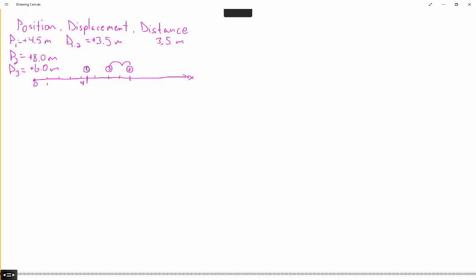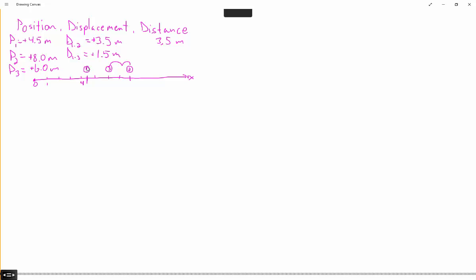Now the displacement is from the initial. So from here to here, what is the displacement? We don't care where it went in between. It could have gone 20 different places, but this is where it's ending. This is where it is right now, and this is where it started. So the displacement from 1 to 3 would be 1.5 in the positive direction, 1.5 meters.